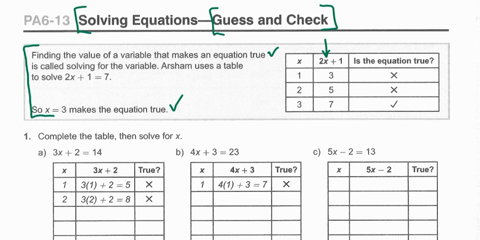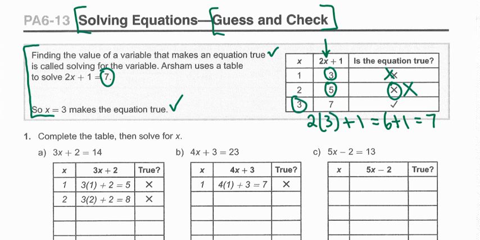So 2 times 1 is 2, plus 1 is 3. Is that the correct answer of 7? No. And he does it again. He puts the 2 in there. So 2 times 2 is 4, plus 1 is 5. Is that the correct answer? No, it's not. So he puts 3 in for x. So 2 times 3 plus 1, that equals 6 plus 1, that equals 7.